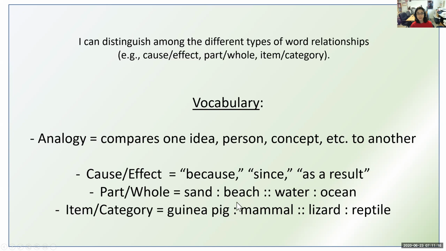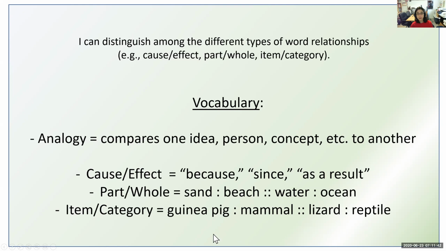Then we looked at part-whole relationships. Sand is a part of beach, the whole beach, just as water is a part of the whole ocean. There are other things in the ocean, such as sea creatures and other things. That's why water is only a part of the larger ocean. Then we had a look at our item category word relationships. For example, a guinea pig is falling under the category of mammal, and a lizard is falling under the category of a reptile.